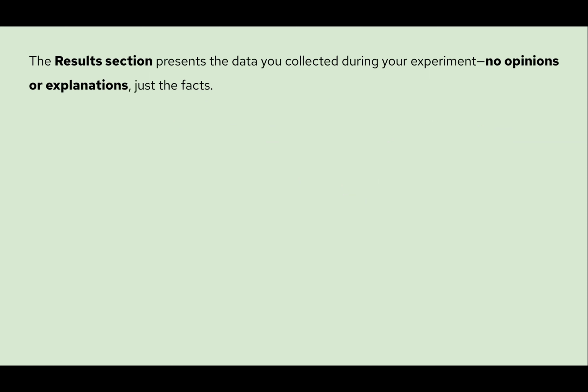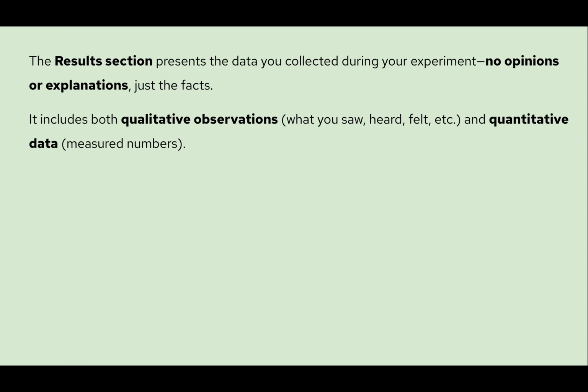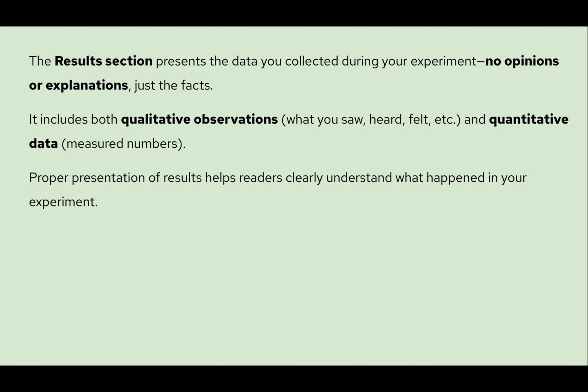The results section presents the data that you collected during your experiment. It does not include any opinions or explanations. You're just going to give the facts. It will include two types of tables. You're going to have your qualitative observations and your quantitative data. And the proper presentation of the results helps readers clearly understand what happened in your experiment.